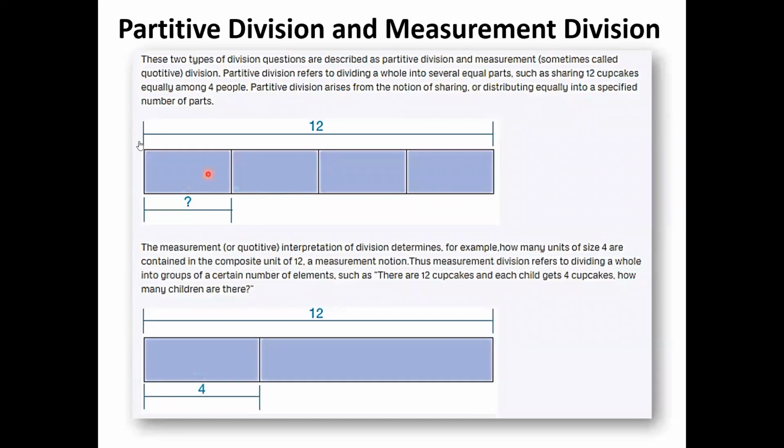So when visualizing, taking a look, partitive division, we know exactly how many parts there are, right? Partitive, how many parts or groups there are. Measurement, we're trying to figure out how many of these 4s will fit into that.